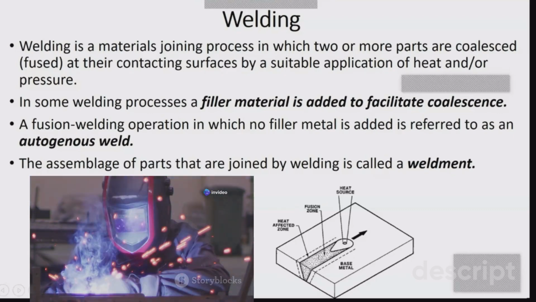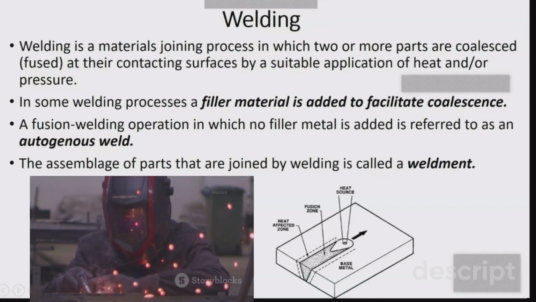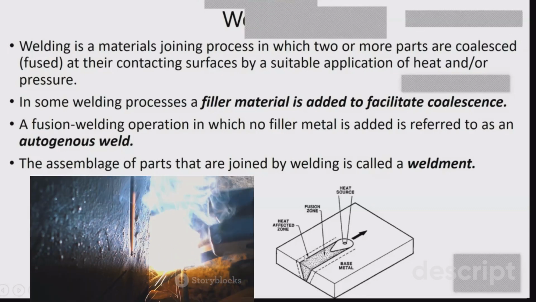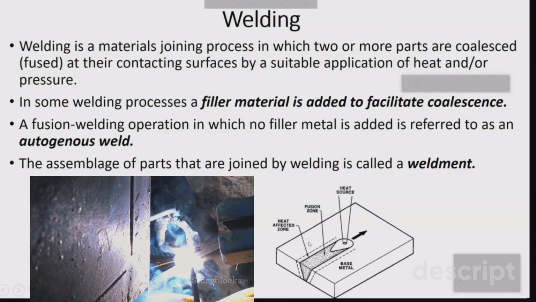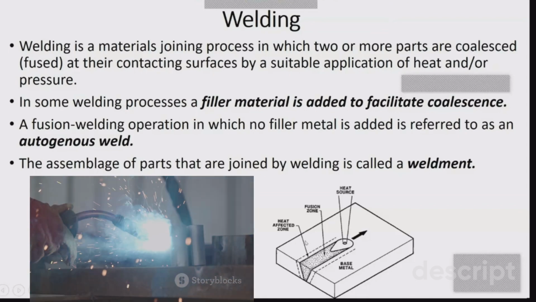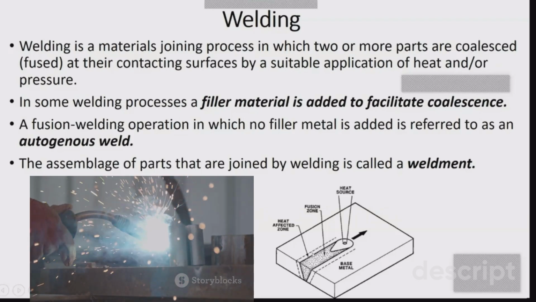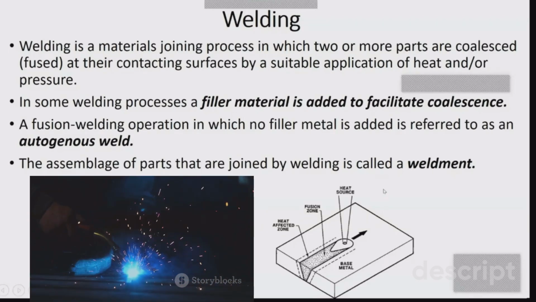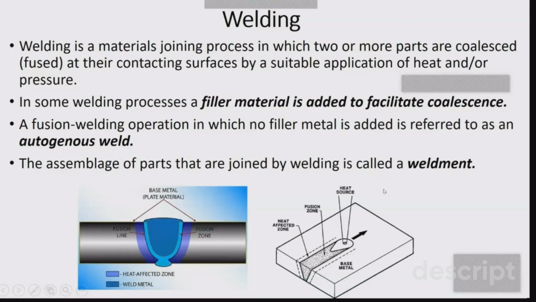As you know, with the interaction of heat, your base metal also heats up. In the vicinity of this fusion zone, you have some part of the base material which is affected by the heat. This particular localized zone is known as the heat affected zone. So in a welding process, sometimes you need heat, sometimes you need pressure, or sometimes you need both.